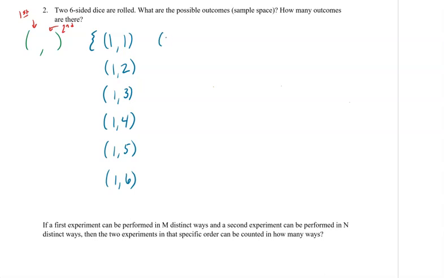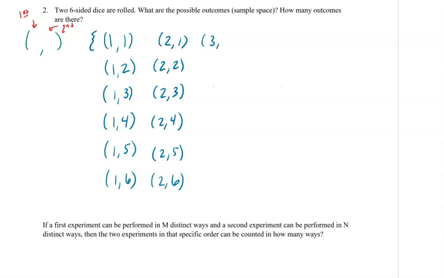So if we got 2 first, we get 2 and 1, or a 2 and a 2, 2 and a 3, 2 and a 4, 2 and a 5, 2 and a 6. And I think you see where this is going. We could get a 3 on the first die, and then the numbers 1 through 6 again on the second die.